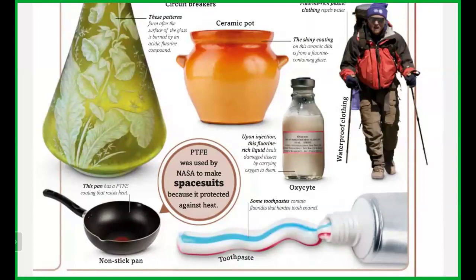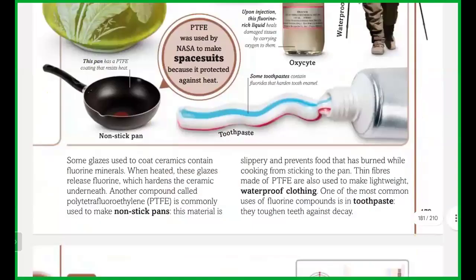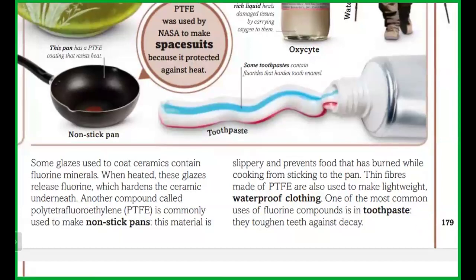Another compound called polytetrafluoroethylene is commonly used to make non-stick pans. This material is slippery and prevents food that has burned while cooking from sticking to the pan. Thin fibers made of this compound are also used to make waterproof clothing.